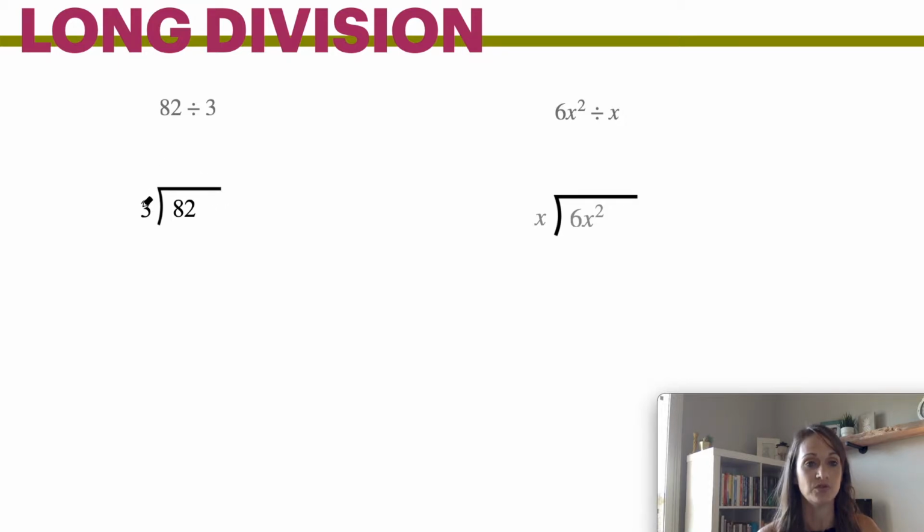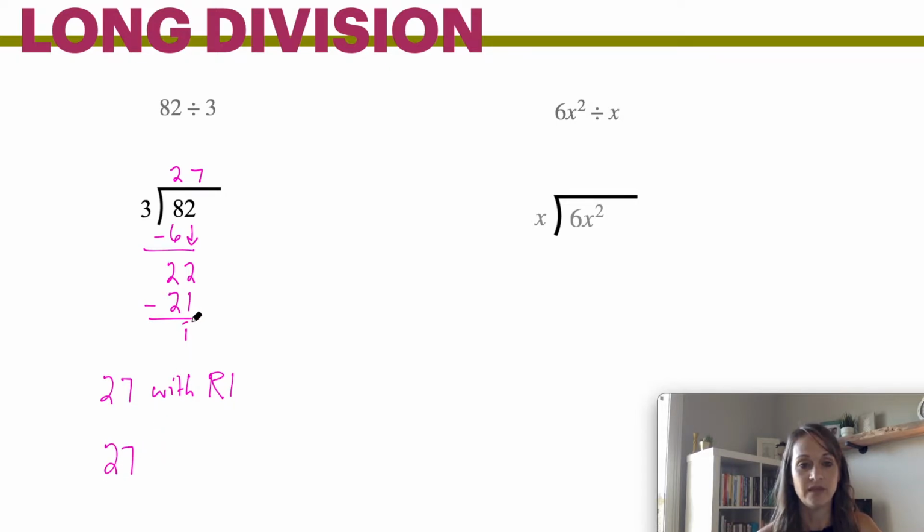So in this case, we would do 3 goes into 8, 2 times. 3 times 2 is 6. So 8 minus 6 is 2, and we bring down the next number. 3 goes into 22 7 times. 7 times 3 is 21. Subtract, 1. So the answer in this case would be 27 with a remainder of 1, or you could say 27, and then the remainder, 1, divided by what we had divided by to begin with.